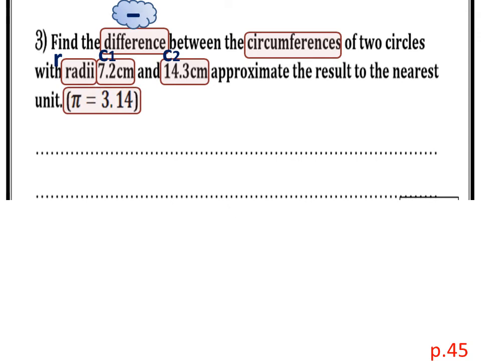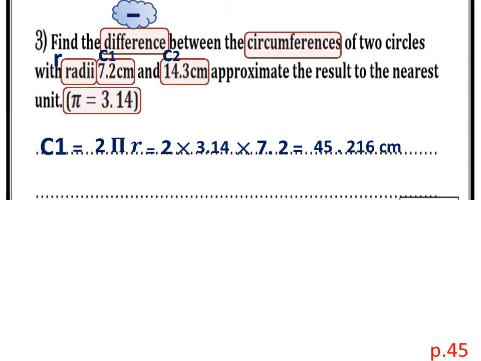And when the value of pi is 3.14, so we have to write the value of pi 3.14. We cannot write 22 over 7. We have to use 3.14. And now C1, circumference 1 for the first circle equals 2 pi r. We are going to use the rule which has r. Here we do not have diameter, so we are going to use the radius, which equals 2 times 3.14 times 7.2.